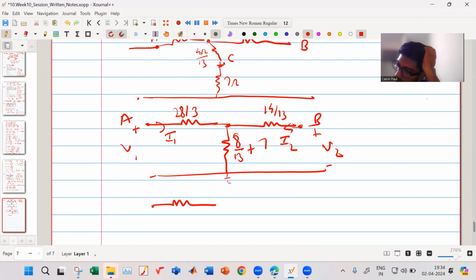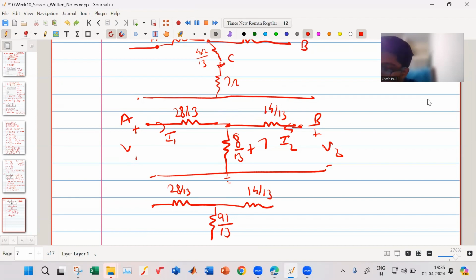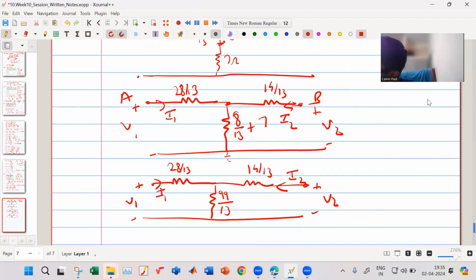Sir, since it is a T network, we can directly find the Z parameter. This is 28 by 13, and this is 8 by 13 plus 7. 7 into 13 is 91, so 91 plus 8 is 99 by 13. And this is 14 upon 13. Here we have V1, V2, I1 and I2. So how to find it for this one?